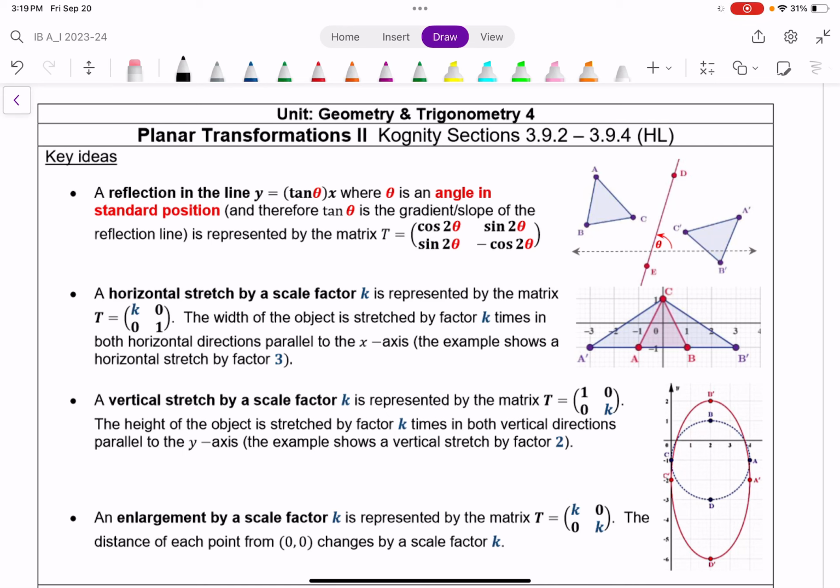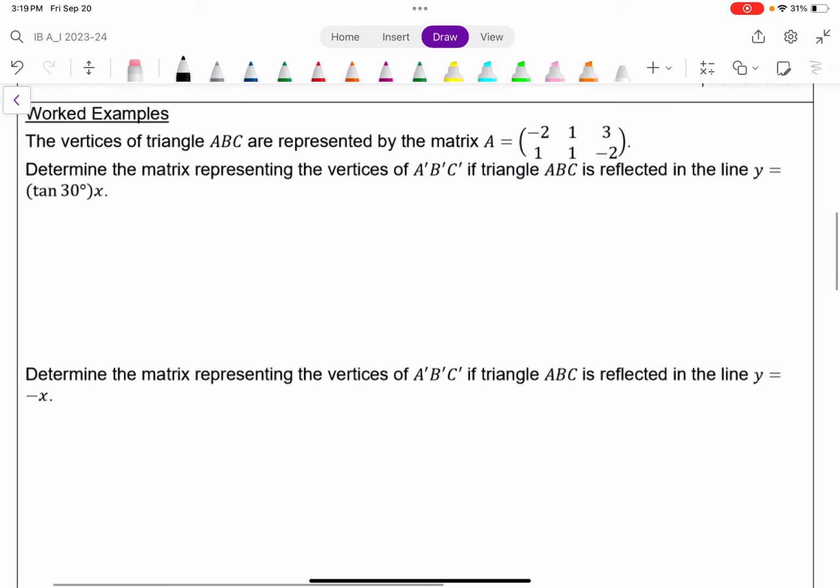Hey, so continuing looking into what we call planar transformations, from ideas we saw yesterday of when you have a transformation matrix multiplied by a matrix relating to the vertices of some two-dimensional shape. And I want to start with understanding reflections, but reflections at different angles.